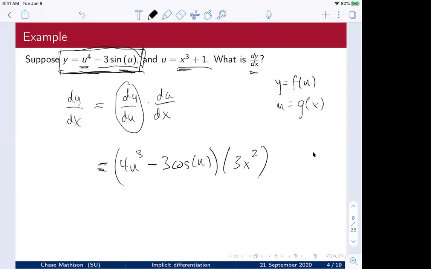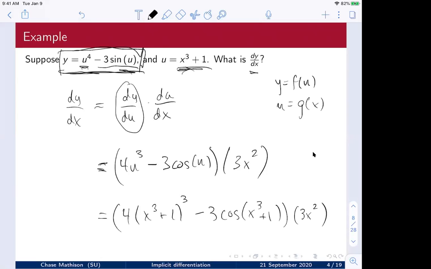But if I ask what is dy dx, what is the derivative of y with respect to x, I want my answer to only be in terms of x. So at this point, you can plug in u is x cubed plus 1. So this is 4 times x cubed plus 1 cubed, minus 3 times cosine of x cubed plus 1, all times 3x squared.